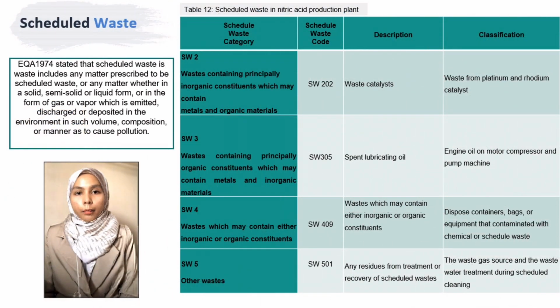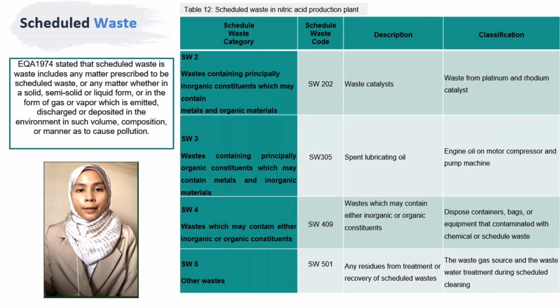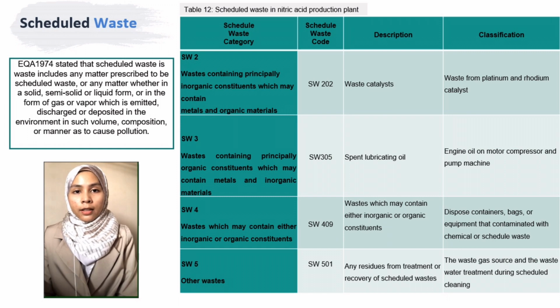Moving on to the scheduled waste management system, in this nitric acid production, scheduled waste needs to be stored and treated properly according to the Environmental Quality Scheduled Waste Regulation 2005. Each scheduled waste is coded differently according to its type and source point. For instance, waste catalyst, coded as SW202, is generated from the catalytic converter, whereby the oxidation of ammonia occurs involving the platinum rhodium catalyst.